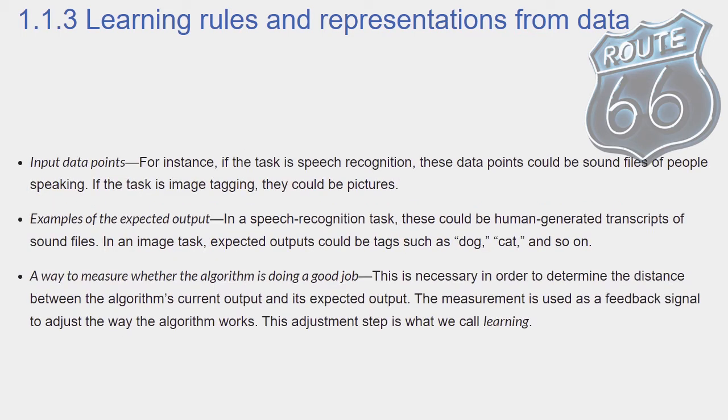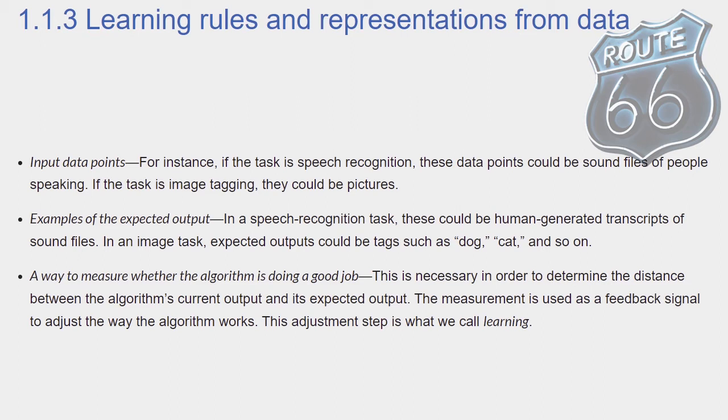Input data points. For instance, if the task is speech recognition, these data points could be sound files of people speaking. If the task is image tagging, they could be pictures. Examples of the expected output. In a speech recognition task, these could be human-generated transcripts of sound files. In an image task, expected outputs could be tags such as dog, cat, and so on.